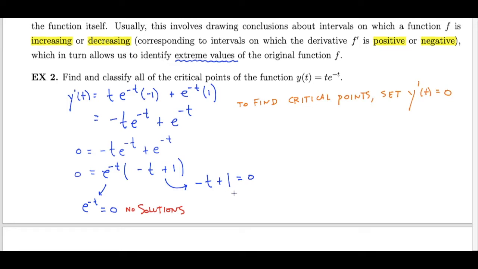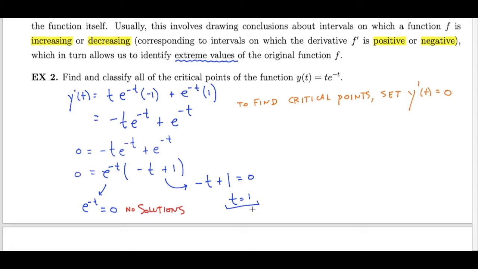And the second equation is easy enough to solve. It tells me simply that t equals 1. So t equals 1 is the only critical point of this function. So if this function has a local maximum or minimum, it must occur at t equal to 1.